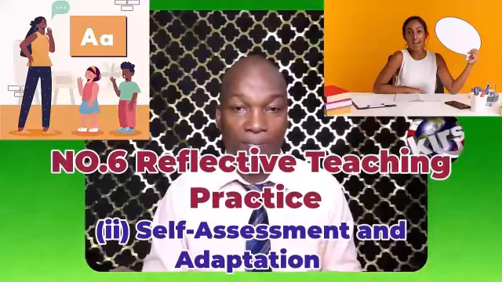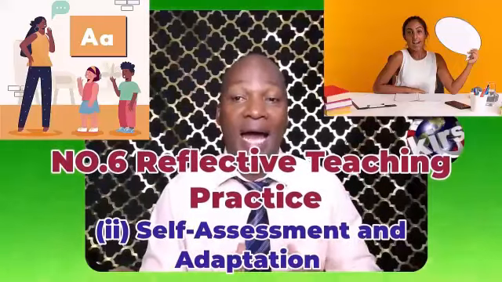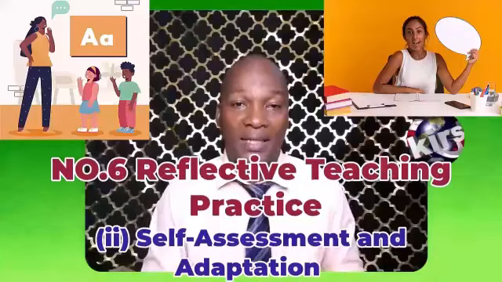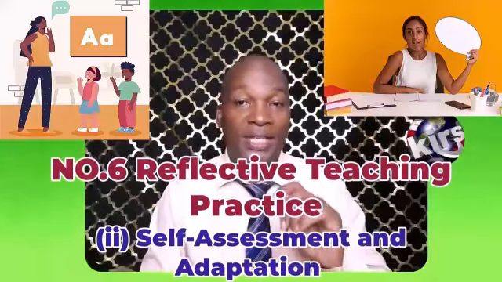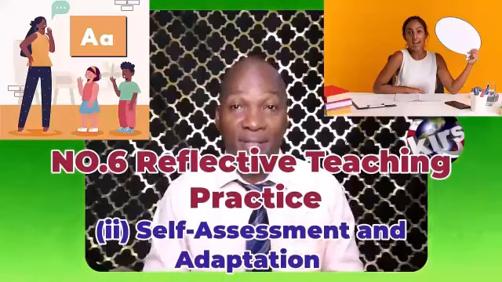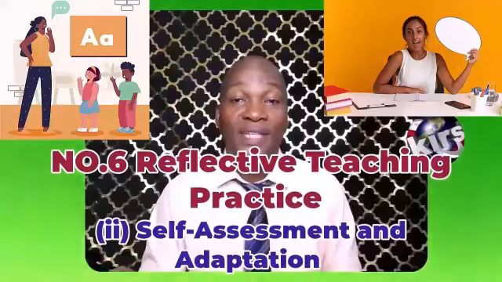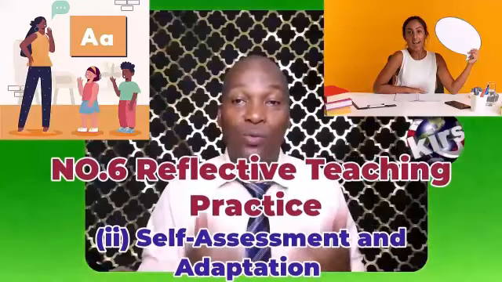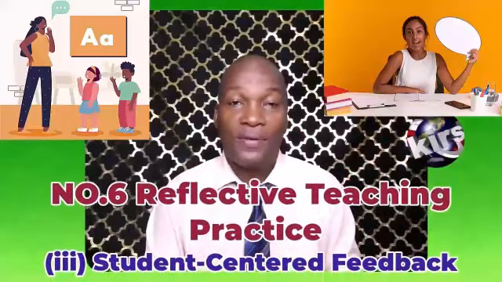For example, a teacher might reflect on students' performance in an assessment and realize that learners did not perform as expected. The instructor could then revise the lesson plans or introduce different types of assessments to better gauge learners' competencies. Aspect number 3 is student-centered feedback.